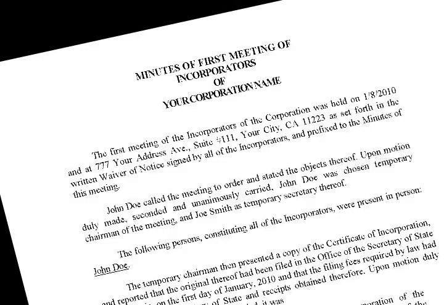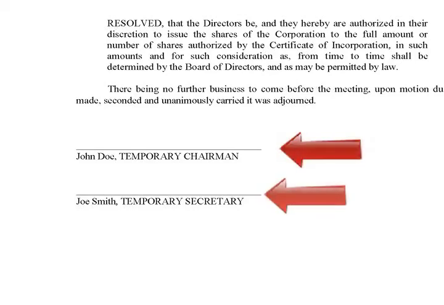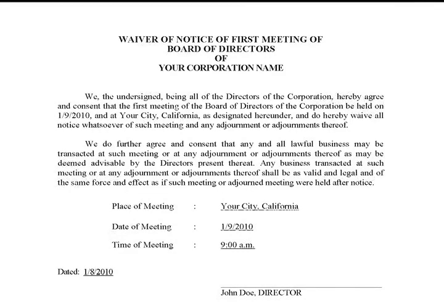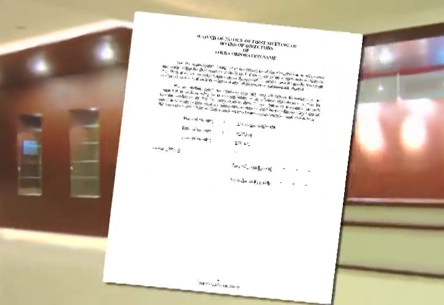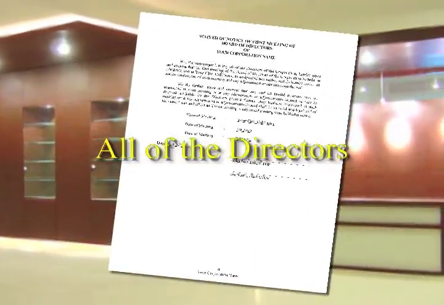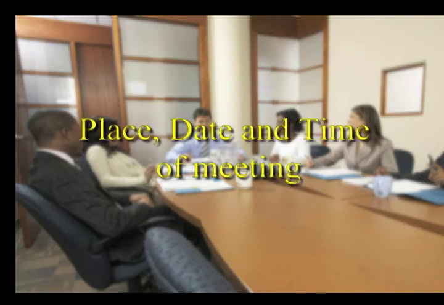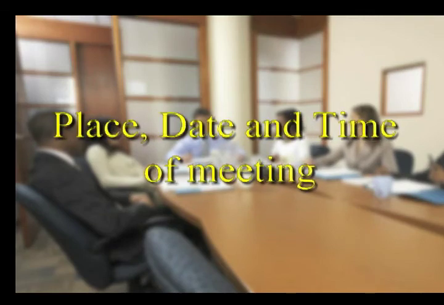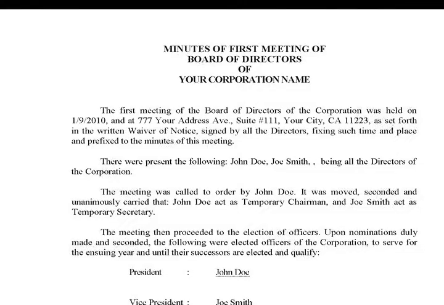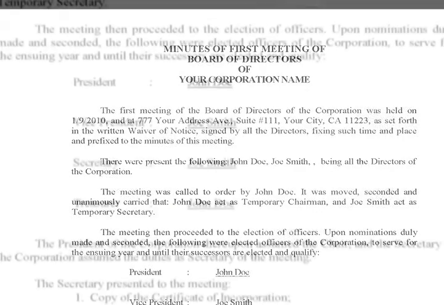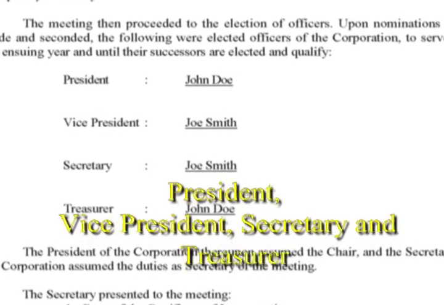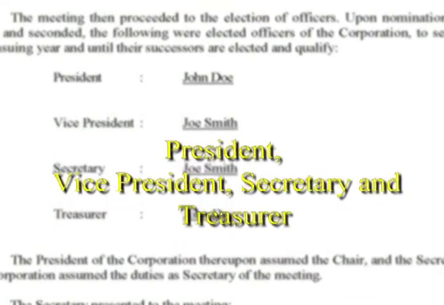Who signs the first meeting of the incorporators? It'll be whoever is the temporary chairman and the temporary secretary. So get those signatures in those places. The next thing that you'll see is the waiver of the notice of the board of directors meeting. So who gets notified? All of the directors. So whoever is a board of director of your corporation, make sure that they know the place, date, and time of that next meeting. You have the next meeting, and that meeting is the board of directors, and at that meeting you're going to nominate who the president, vice president, secretary, and treasurer is going to be.